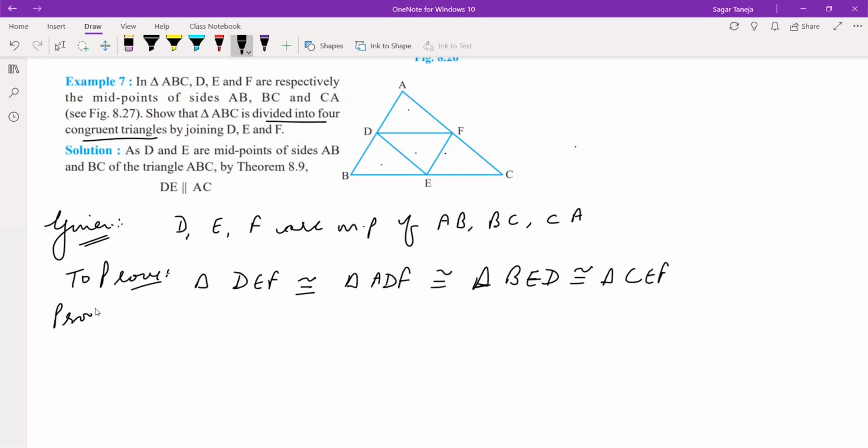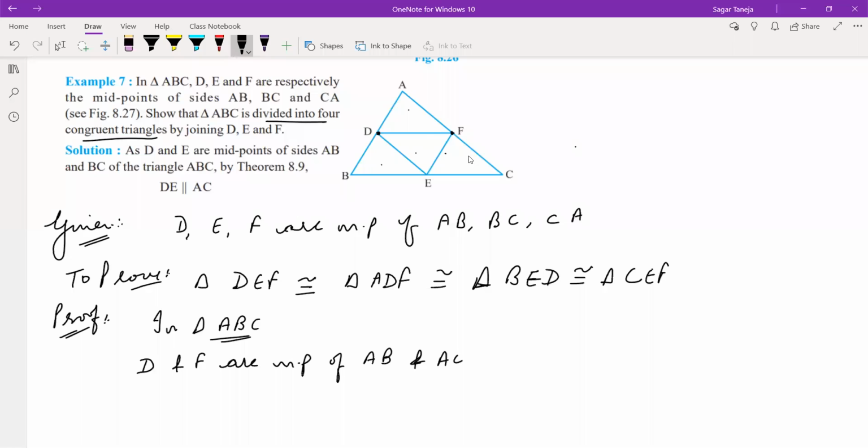Proof. Nothing else is given in the question. Only the midpoints are given, and we have to prove these 4 triangles are congruent to each other. We have only the midpoint theorem which we can use in this, as midpoints are given. Consider this triangle ABC. Write: in triangle ABC, D and F are midpoints of AB and AC. D is the midpoint of AB and F is the midpoint of AC.